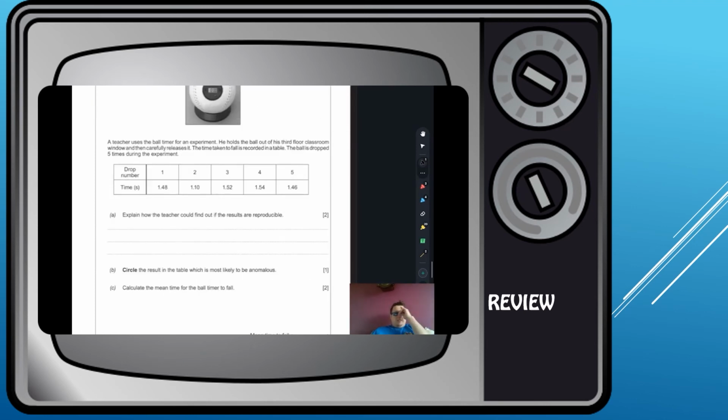So the teacher uses the ball for an experiment. He holds it up from the 3rd floor classroom window, releases it, and records the times. The ball is dropped 5 times during the experiment. So reproducible means that the results are collected by different groups. So basically get other people or other groups or students, whoever, to carry out the investigation.